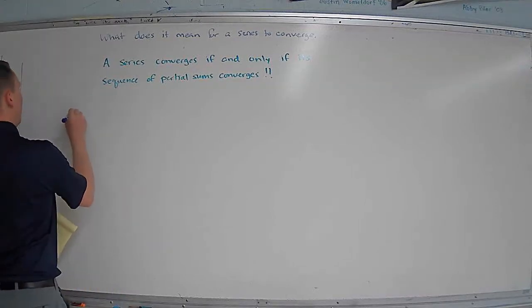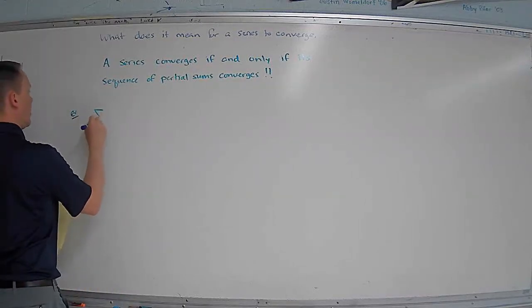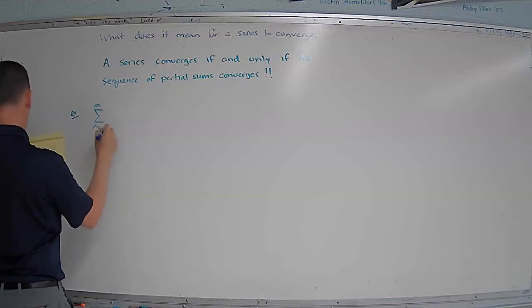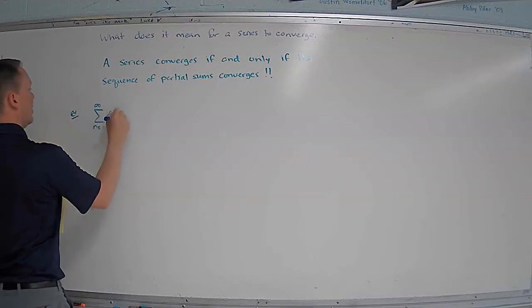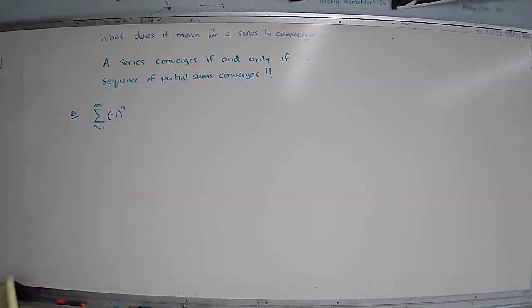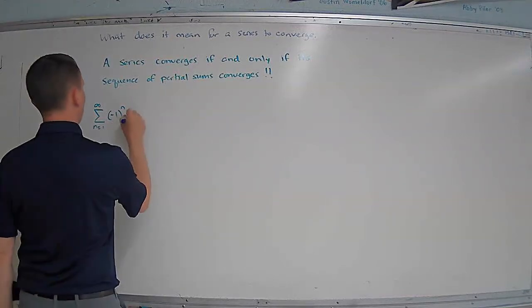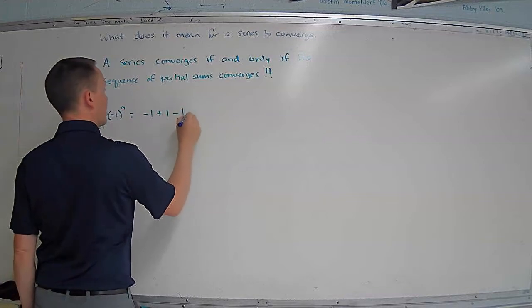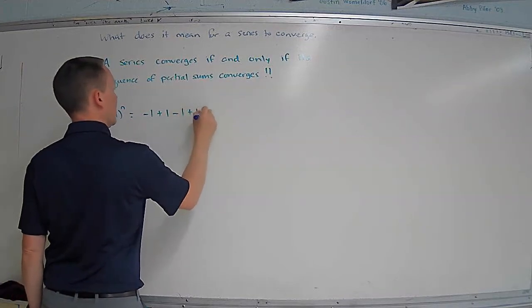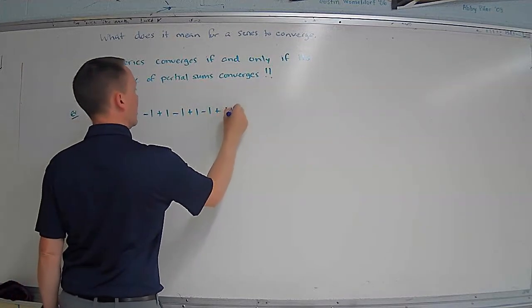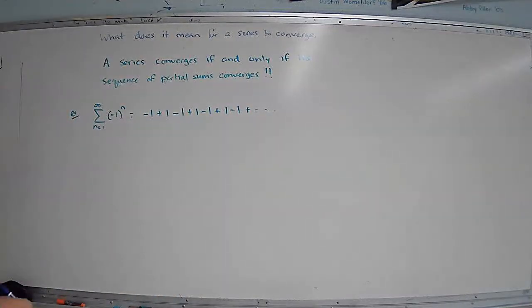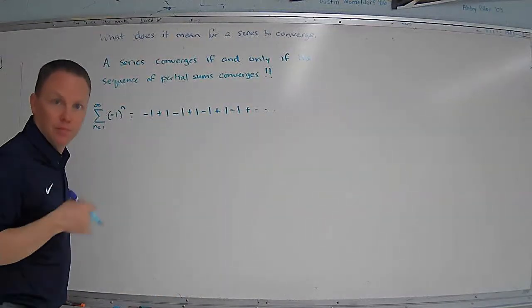So let's take another one. So here's our series from n equals 1 to infinity of just negative 1 to the n. Okay? So if I'm going to write out some terms of this baby, negative 1 plus 1 minus 1 plus 1 minus 1 plus 1 minus 1, and so forth. Okay? So let's find the partial sums.